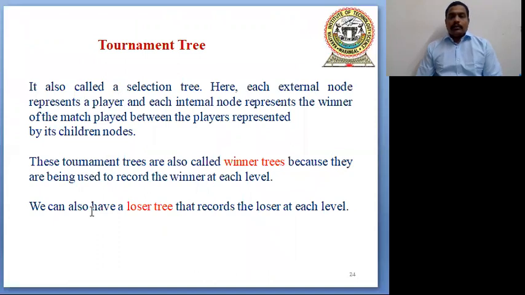The last tree is the tournament tree. What is a tournament tree? Normally we know that in a match, if many players are there, we consider who is the winner and who is the loser. So it is a selection tree. Each external node represents a player and each internal node represents the winner of the match played between the players represented by its children nodes. These tournament trees are also called winner trees or loser trees. Winner trees because they are used to record the winner at each level. Loser trees record all the losers at each level.